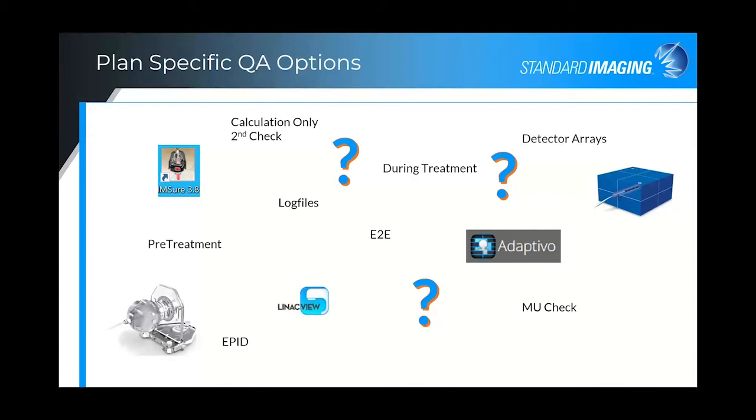IMSure provides a quick and easy basic second check calculation. LinacView is an automated log file-based plan comparison software. Adaptivo contains modules for pre-treatment and during treatment QA, both using EPID images, and Adaptivo also has an automated independent adaptive dose reconstruction module. The Stereotactic Dose Verification Phantom and Lucy both allow for end-to-end testing.